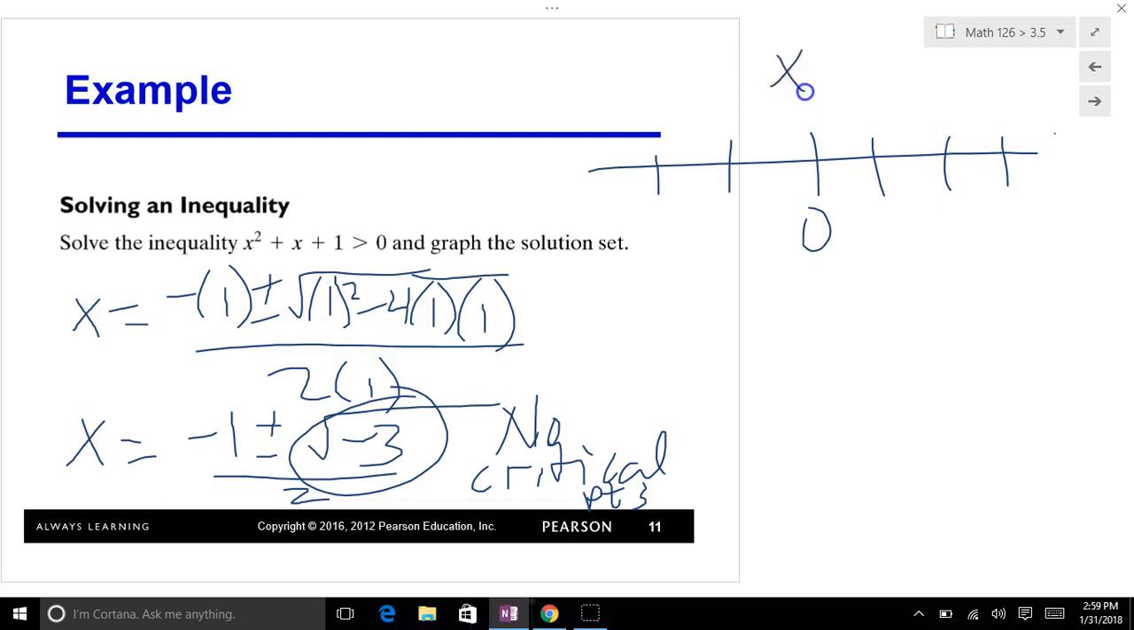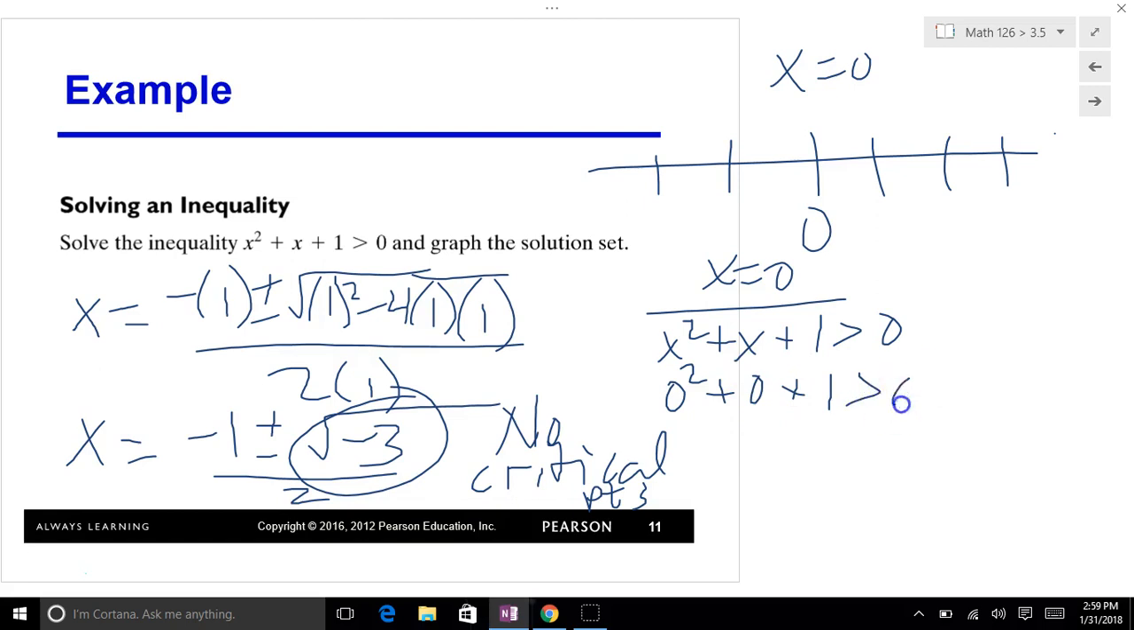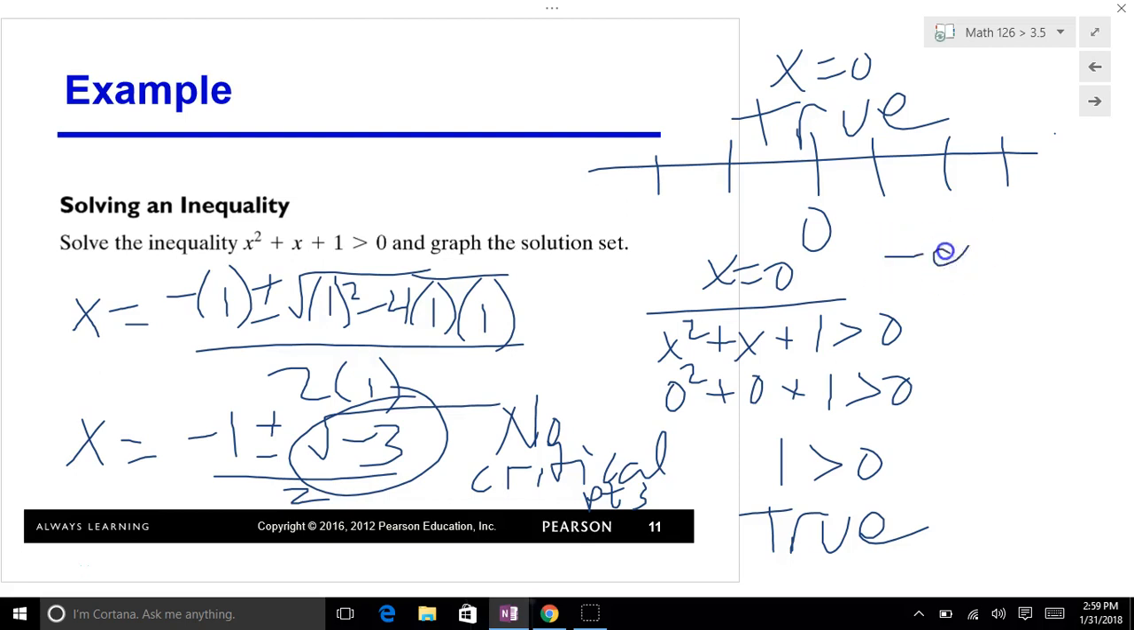You could test x equals 0. It doesn't matter. You just plug it in and see if this thing is true or false. So we're testing x equals 0: 0 squared plus 0 plus 1 greater than 0. 0 plus 1, of course, is 1. Is 1 greater than 0? True. That means on the entire domain it's going to be true. And so my solution set is from negative infinity to positive infinity. All real numbers. There's our solution set.